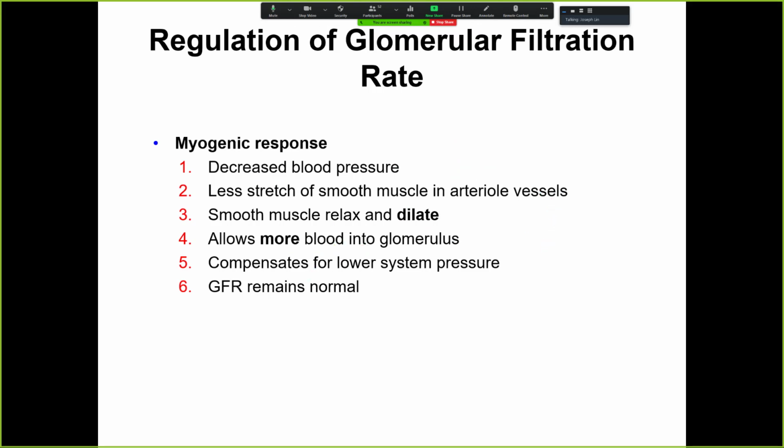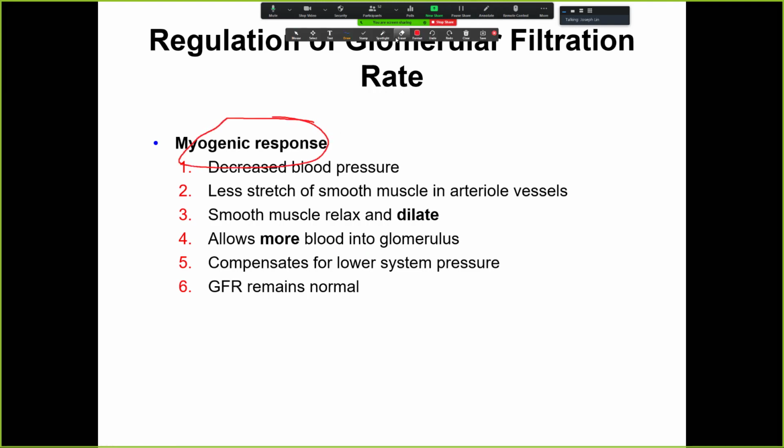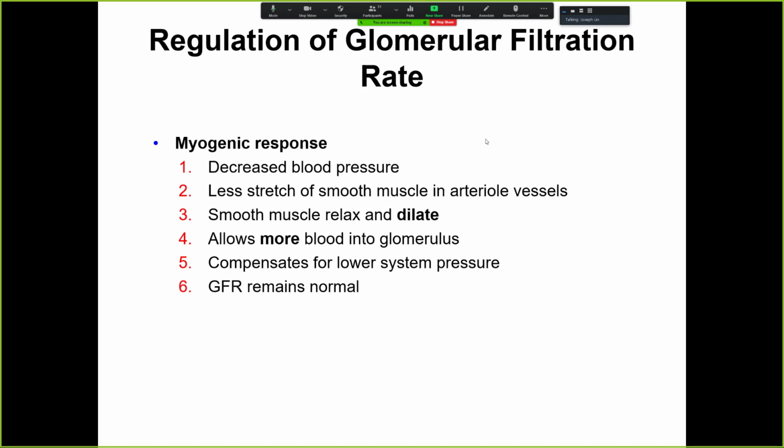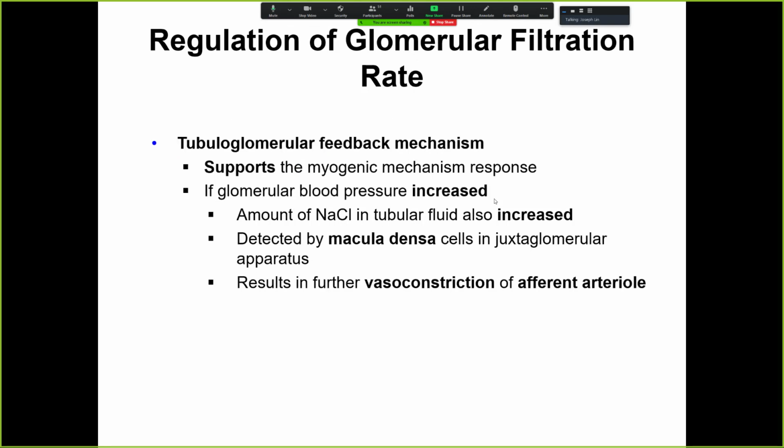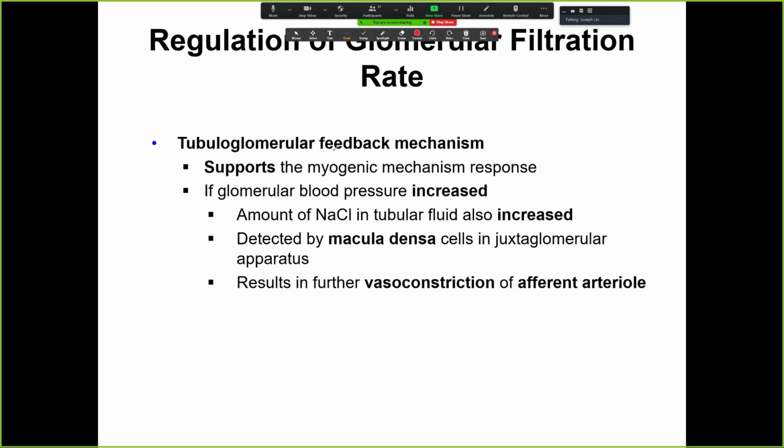So one way that our kidneys can regulate your GFR is through the myogenic response. And that's just what I went over right now. So you can constrict or dilate the afferent arterioles or the efferent arterioles. Now the second part of the story is what they call the tubuloglomerular feedback mechanism, which is the second way you can control the system. It helps support the myogenic response, but this can also do something else as well.